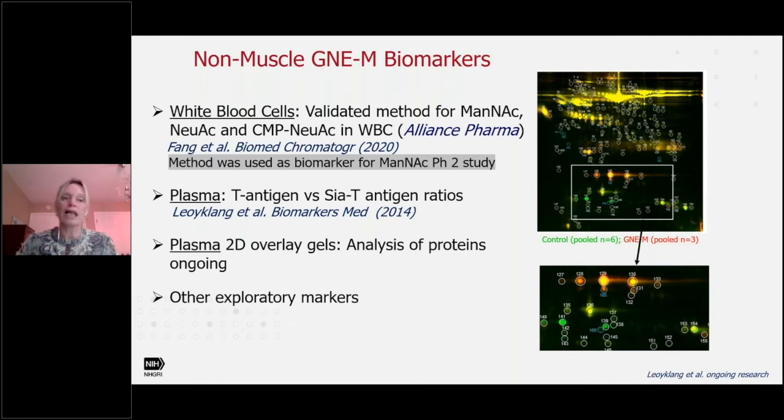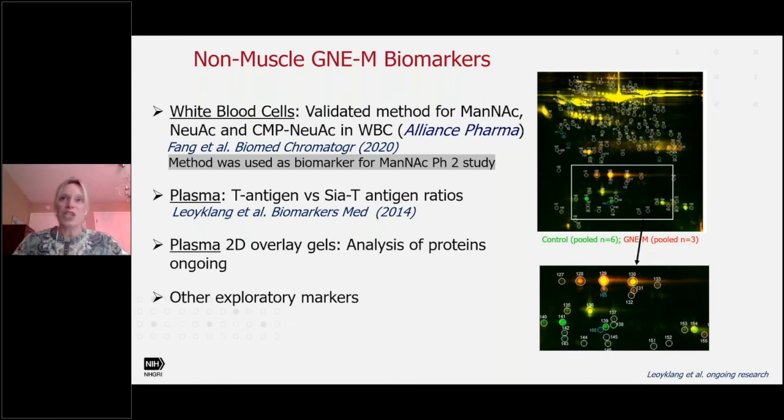If they're yellow, it means there's an equal amount in control as in GNE myopathy, because green and red forms yellow dots. But if you see a green dot, like enlarged, like here, this seems to be a protein that is only present in controls, but not in patients, because we do not see any yellow here. And here is a little dot. It seems to be only present in patients and not as much in controls because it's more red.